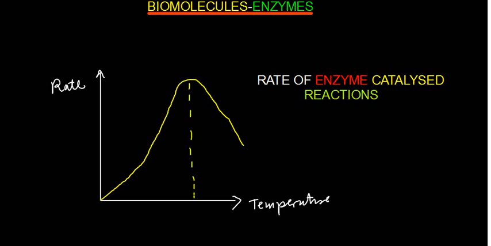Let's now consider the rate of an enzyme catalyzed reaction. Now, what really is rate when you're talking about the rate of an enzyme catalyzed reaction? We're just talking about the speed or the velocity of that reaction. This is just how fast you are forming products. That is the rate of an enzyme catalyzed reaction.